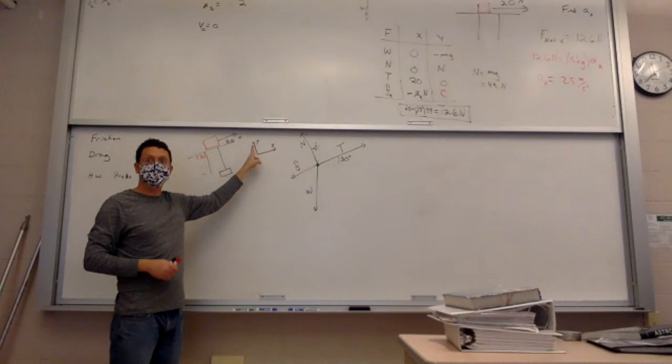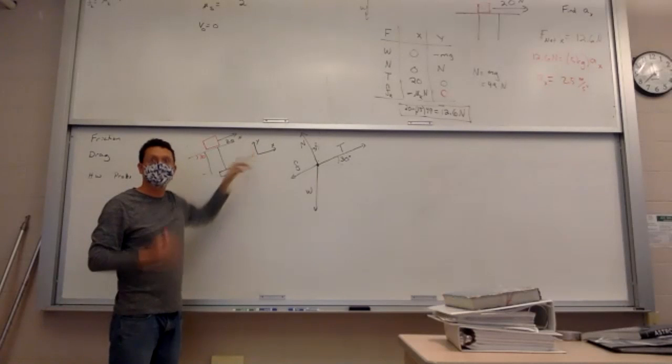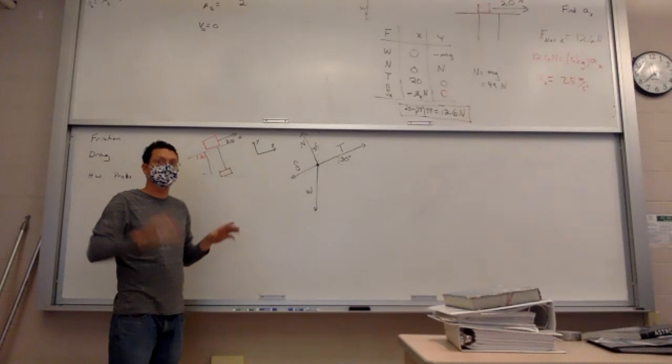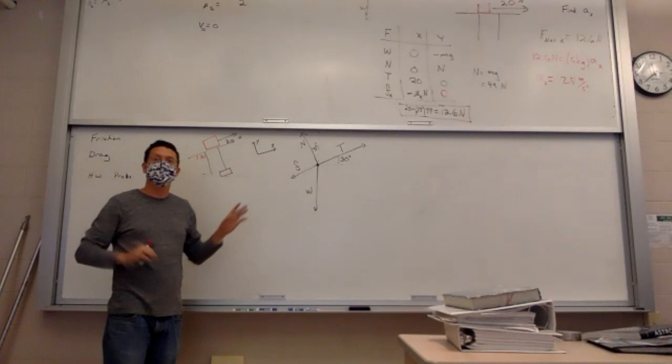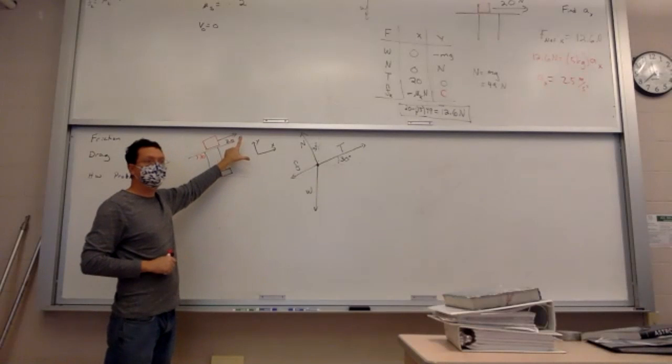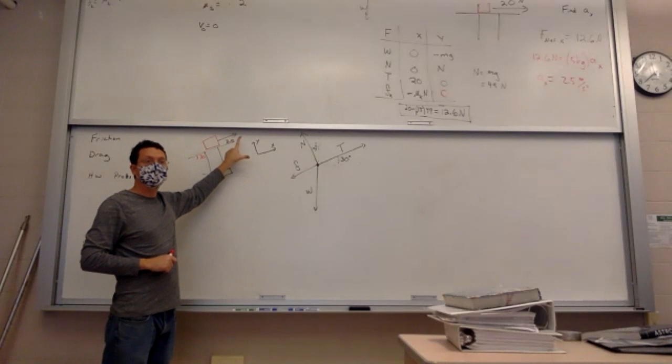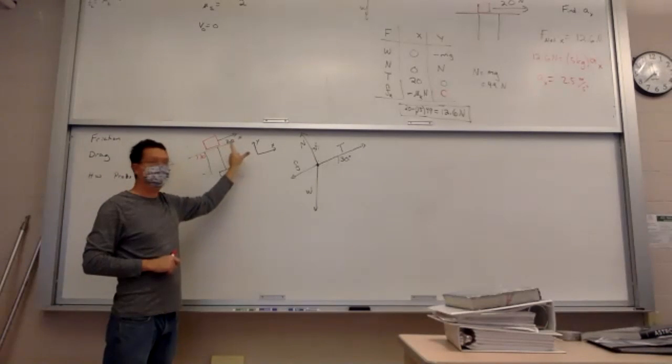So I'll have some equation, blah, blah, blah equals 0. That's easier to solve than blah, blah, blah equals something even uglier. If you choose parallel and perpendicular to the ground, you're going to get gross. I promise you, don't do that. This is the way to go.